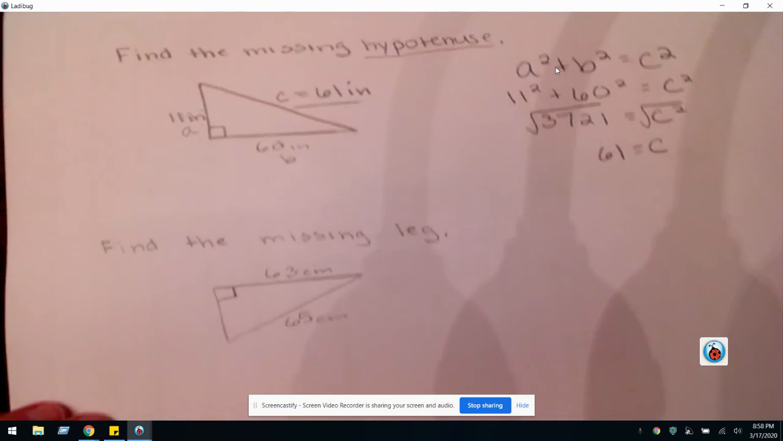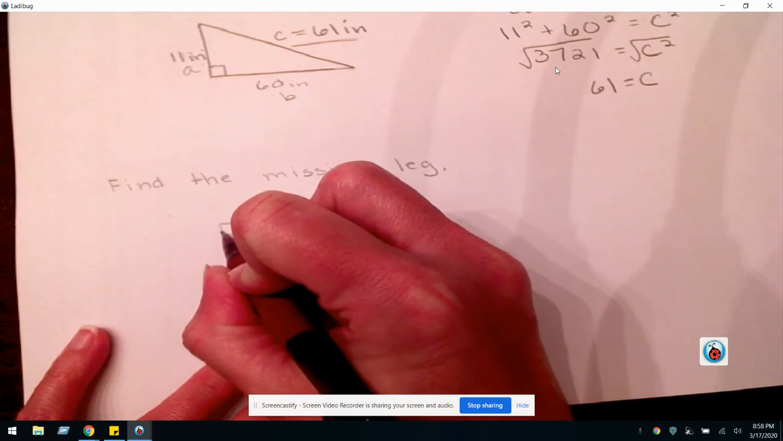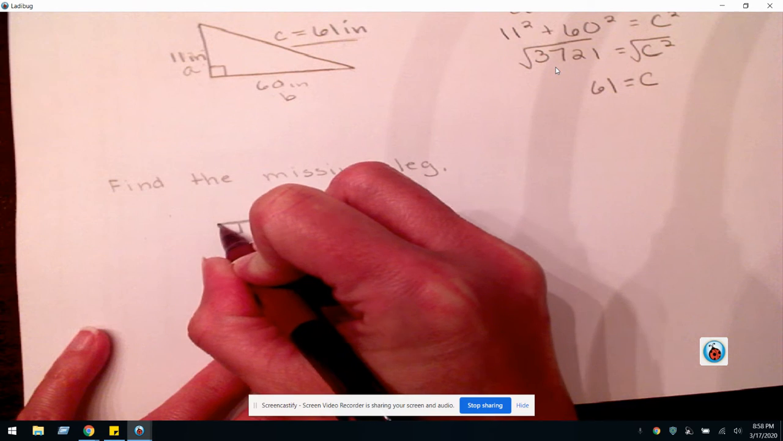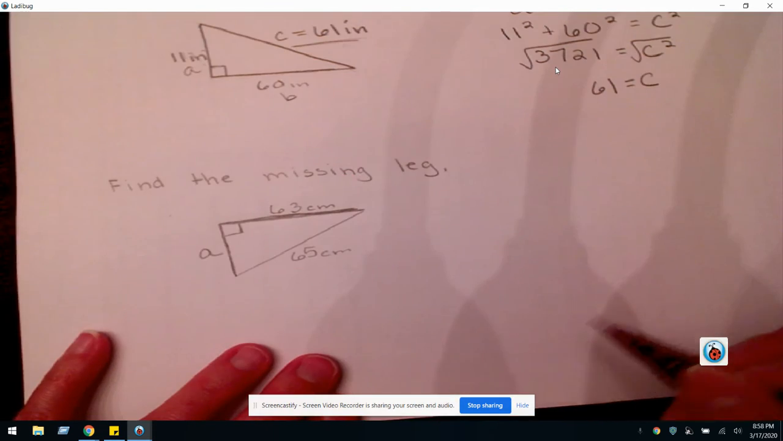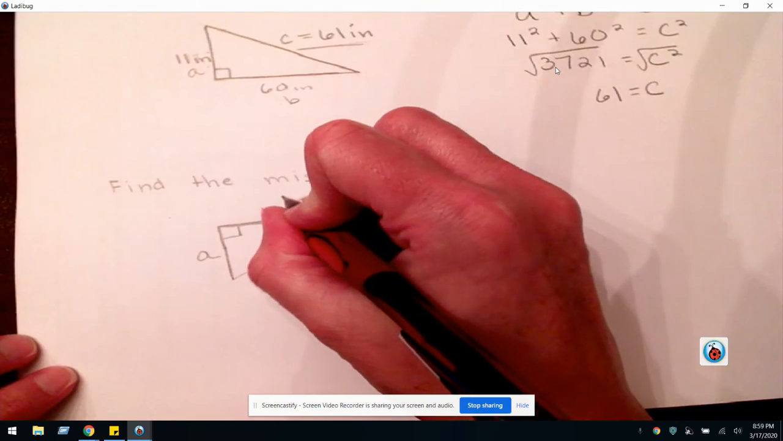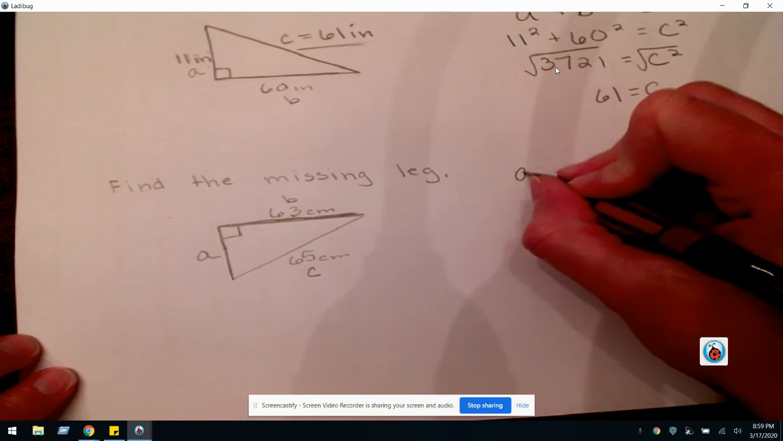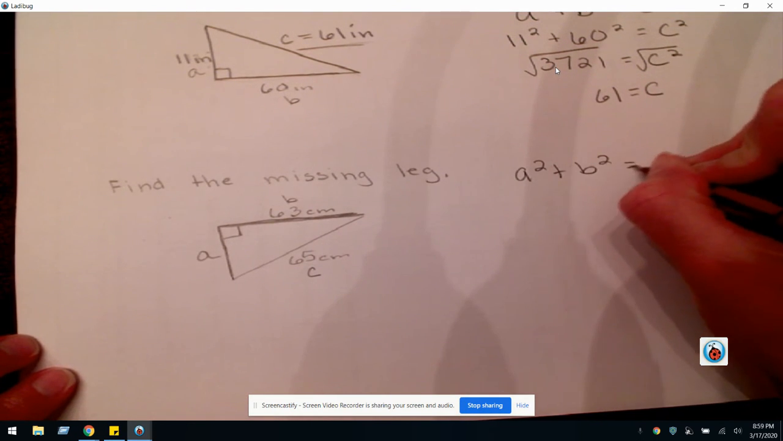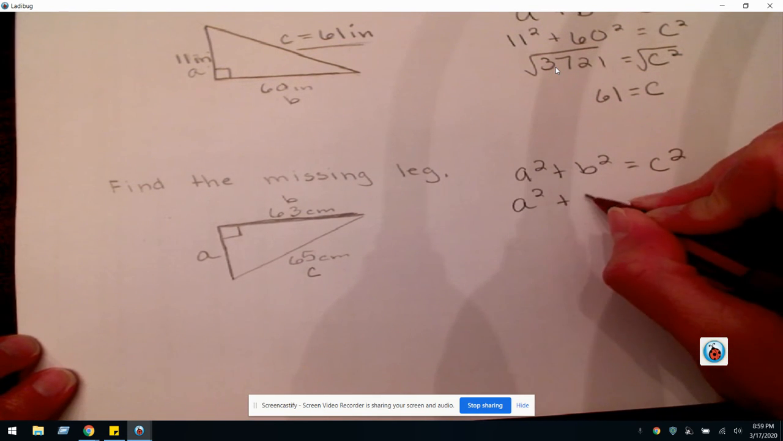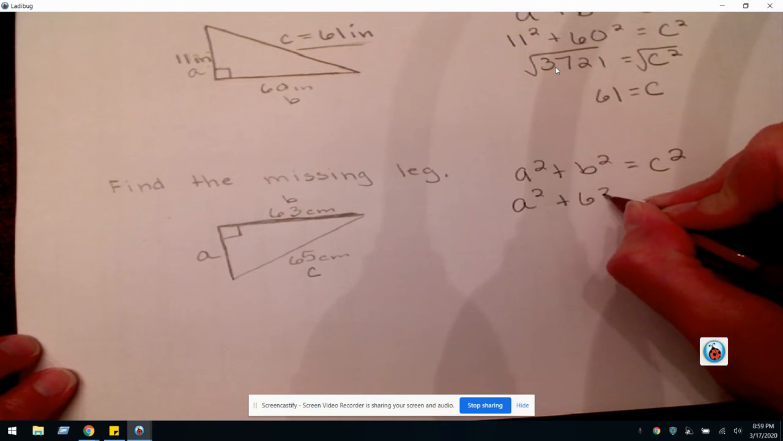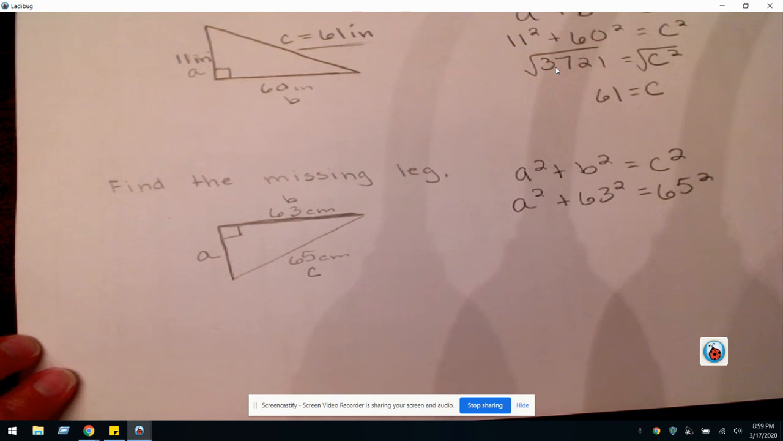Okay, then the second one I want to show you is where we're missing a leg. If you notice, in our right triangle, the right angle is created by these two sides. So that means we're missing one of the legs. If we call that leg A, this one would be B, and then here we've got C. Again, I use the same formula. A squared plus B squared equals C squared. I don't know A. That's what I'm missing here. So I write A squared, and then 63 squared is my B, and 65 is my C.